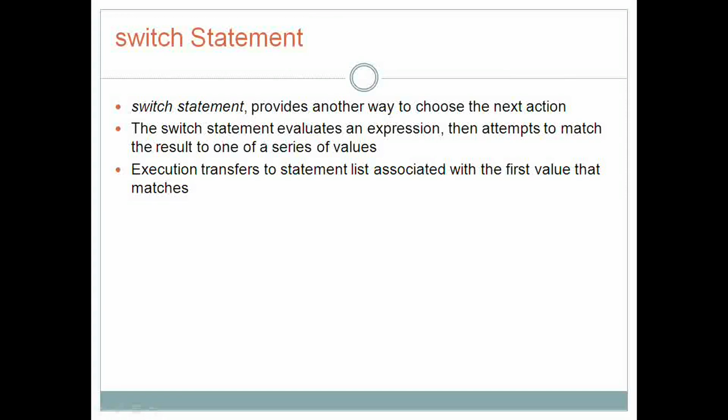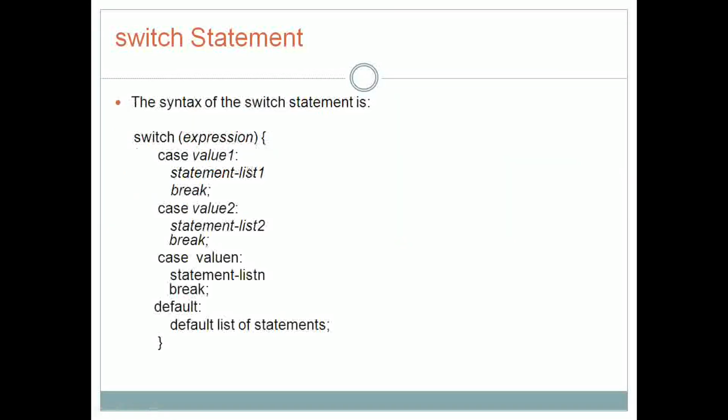The switch statement evaluates an expression, then attempts to match the result to one of a series of values. Execution is transferred to the statement list associated with the first value that matches. Now switch is a conditional statement, but it is used to check equality. Switch is followed by an expression. The result of this expression is compared with all the cases.